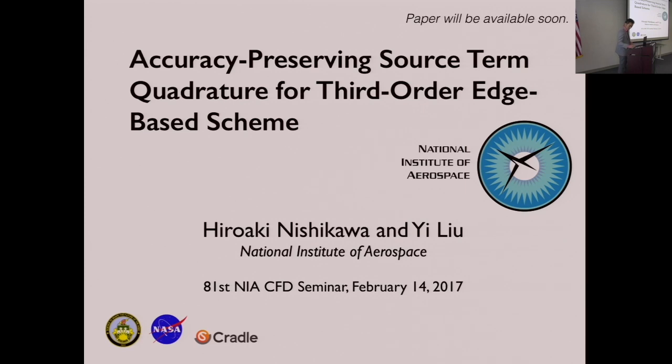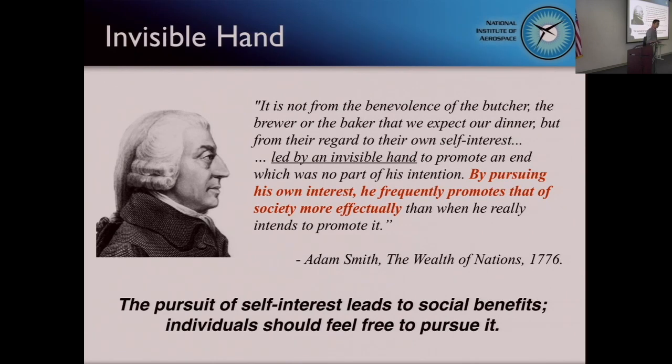This is going to be a story about the invisible hand. Invisible hand is a phrase used by Adam Smith, the father of modern economics, or the free market. He explains it is not from the benevolence of the butcher or the brewer or the baker that we expect our dinner, but from their regard to their own self-interest. And this self-interest will be led by an invisible hand to promote the interests of the society. So he says that by pursuing his own interest, he frequently promotes that of society more effectively.